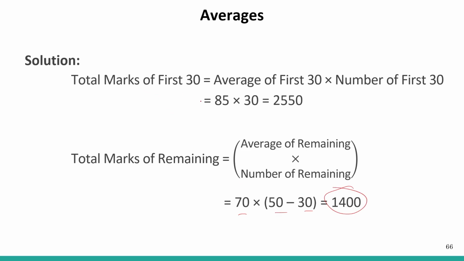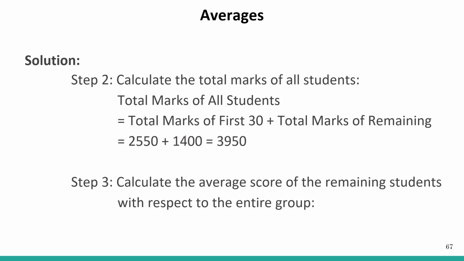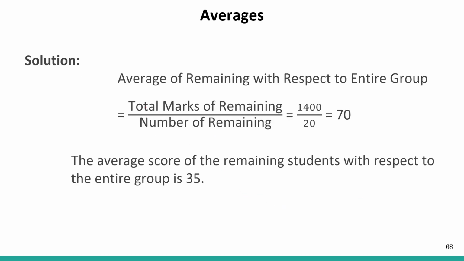We have also calculated the total marks of the first 30: 85 into 30 is equal to 2550. So now we can calculate the total marks of all students: 2550 plus 1400 is equal to 3950. Let's now calculate the average score of the remaining students with respect to the entire group. We'll use the formula: total marks of the remaining divided by the number of the remaining, that is 1400 by 20, which is equal to 70. So the average of the remaining students with respect to the entire group is 35. So that's all for now. Thank you.